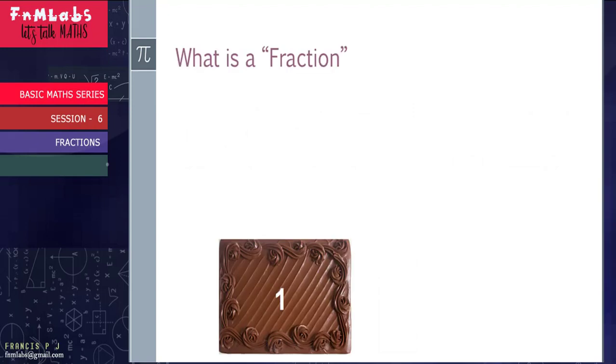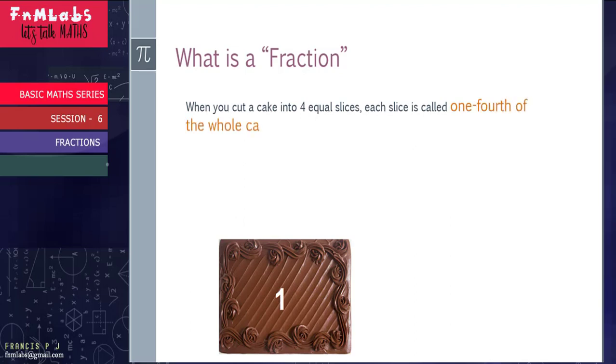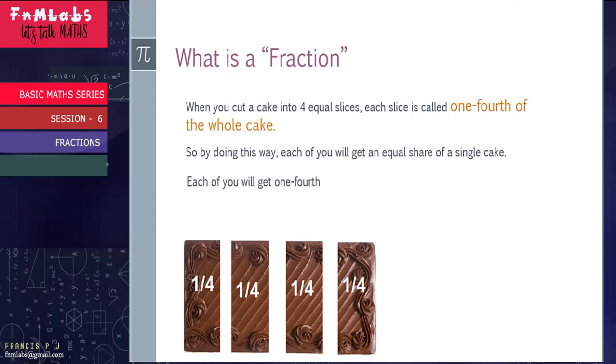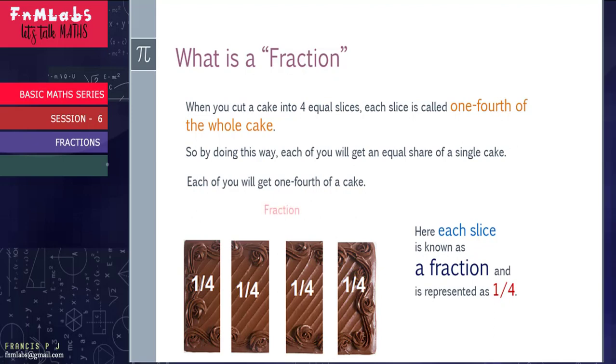Now, what is a fraction? When you cut a cake into 4 equal slices, each slice is called 1/4 of the whole cake. So by doing this, each of you will get an equal share of a single cake. Each of you will get 1/4 of a cake. Here, each slice is known as a fraction and is represented as 1/4. So 1/4 means 1 piece when a cake is divided into 4 pieces.